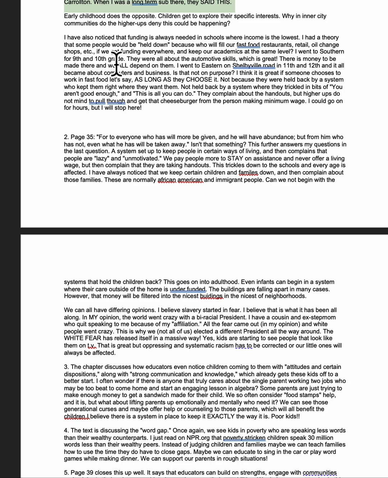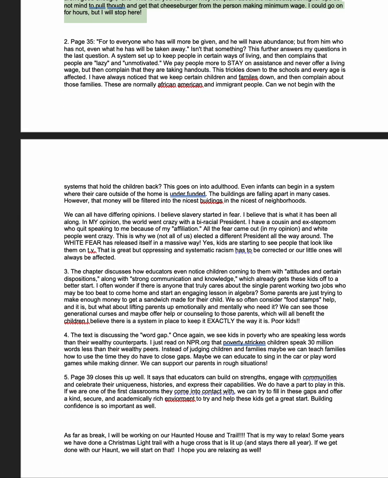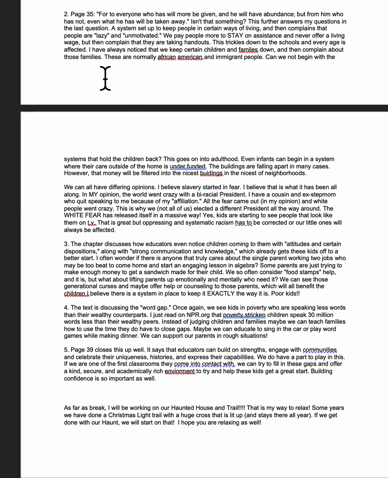So, funding in schools where income is the lowest. I had a theory that people would be held down because, yes, you're correct about that. All of that is all correct. Yes, schools are definitely very, very biased about the kinds of things they provide for their students and careers they encourage them to go into.